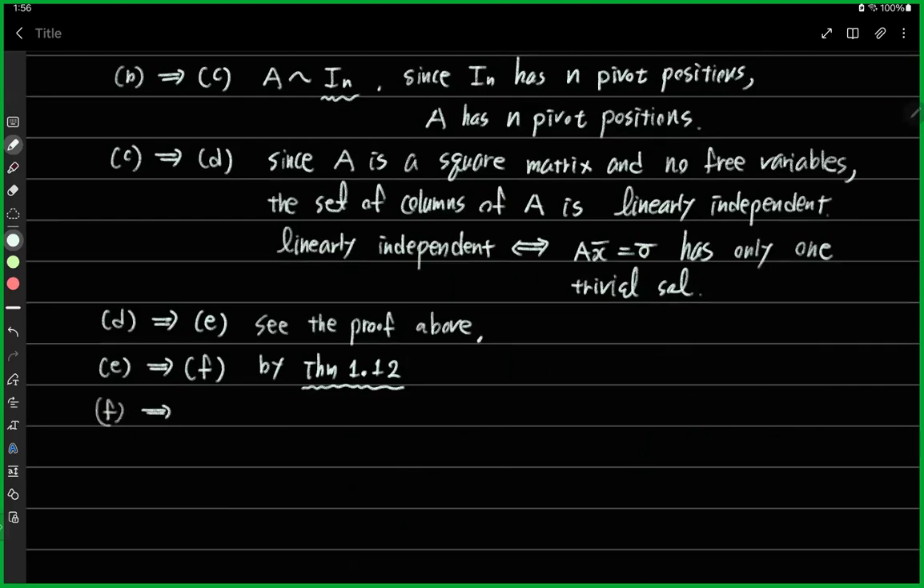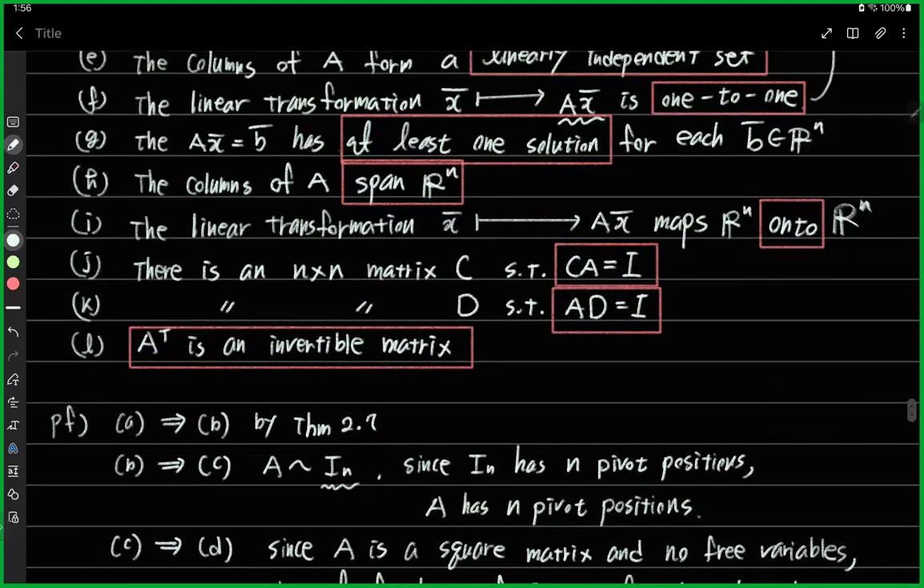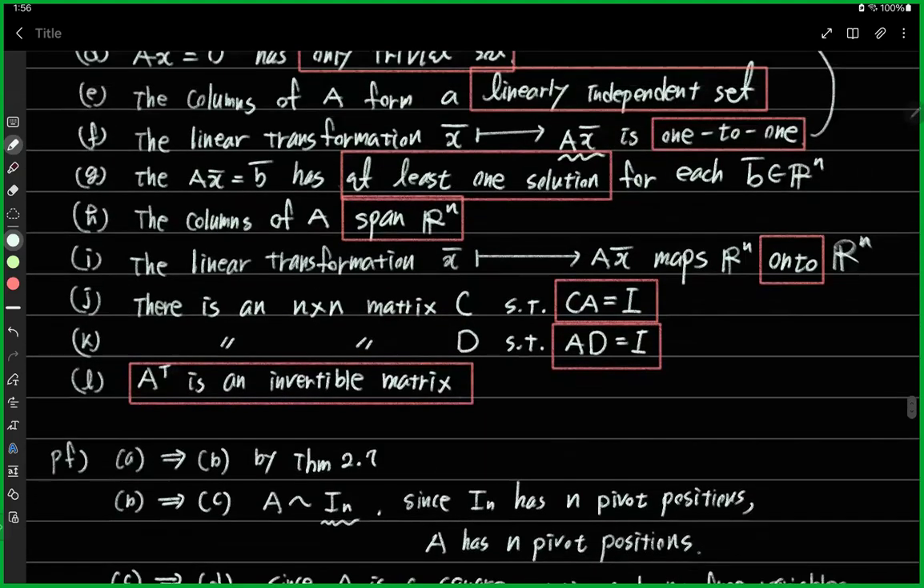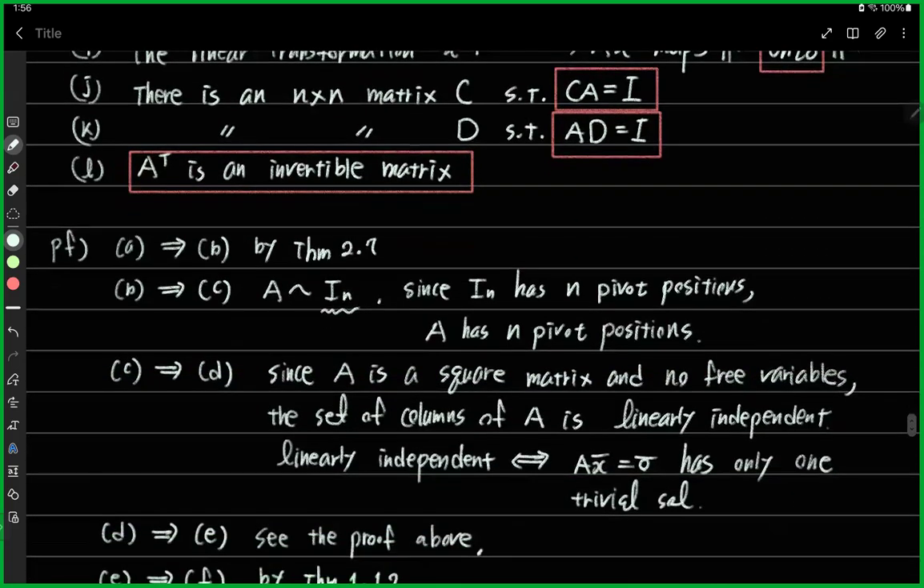Now if F is true, it implies the statement G is true too. F is: the linear transformation is one-to-one. Then A x bar equals b bar has at least one solution, which means it's consistent, for any b bar. Actually this is true because A is invertible, right? So we can do left multiplication by A inverse, and then x bar will be determined uniquely. But let's see.